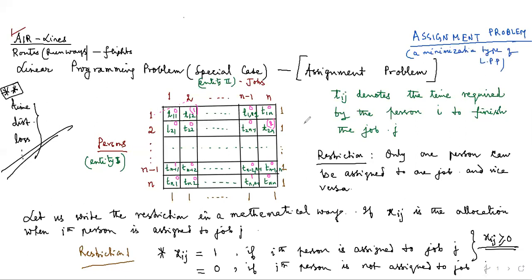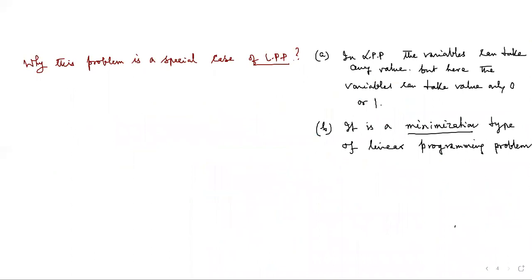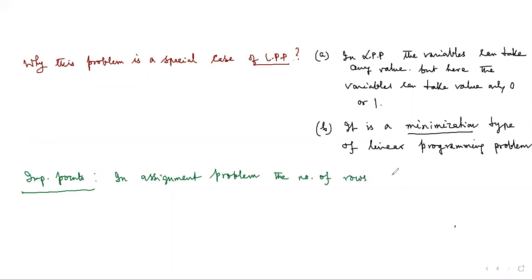Some other things to be noted down, some other conditions that have to be taken into consideration, important points: you always see that in assignment problem, the number of rows must be equal to the number of columns.